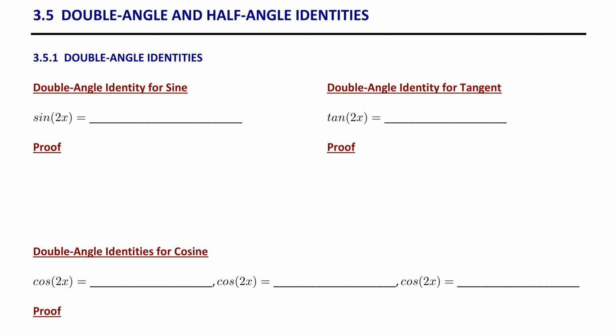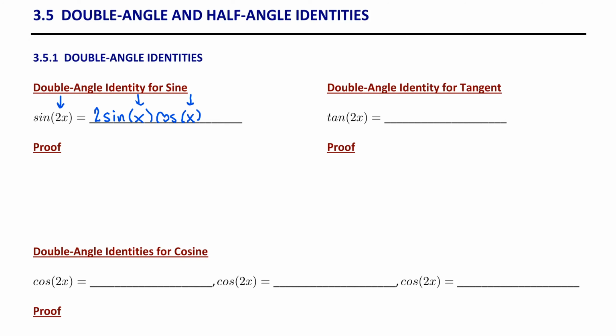Let's begin in 3.5.1 with the double angle identities. Now, a double angle is exactly that. If you notice in the argument, we are multiplying the angle by 2. The double angle identity for sine is sine of 2x equals 2 times sine of x times cosine of x. Notice in this formula that the angle on this side of the identity equation is half of this angle.